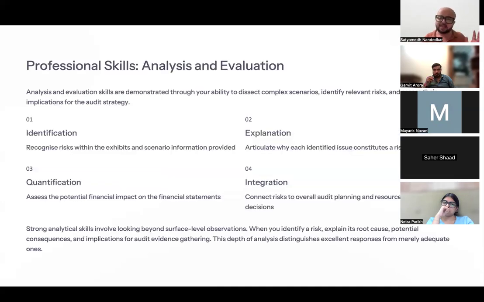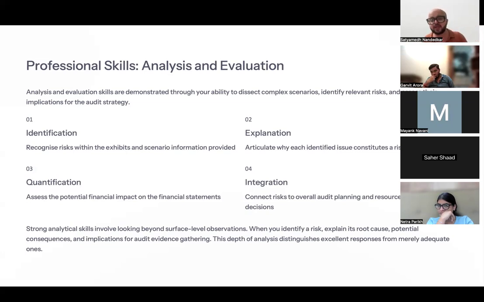ठीक है। Analysis and evaluation, when you identify the relevant risk and assess their implications for audit strategy, when you quantify the impact of that particular misstatement or that particular risk, you explain why that is a risk. See, whenever you are talking about risk, because ये हर पेपर में आएगा, एक आपको basic syntax follow करना है. Don't just jump into explanation. First of all, identify the risk कि प्रॉब्लम क्या है. State that in one line कि ये हो सकता है, this is the risk, this is what can go wrong.